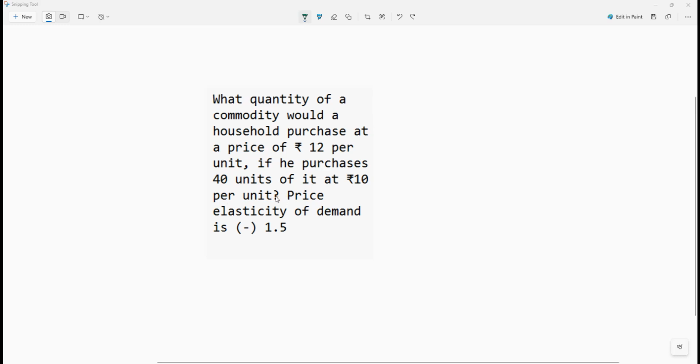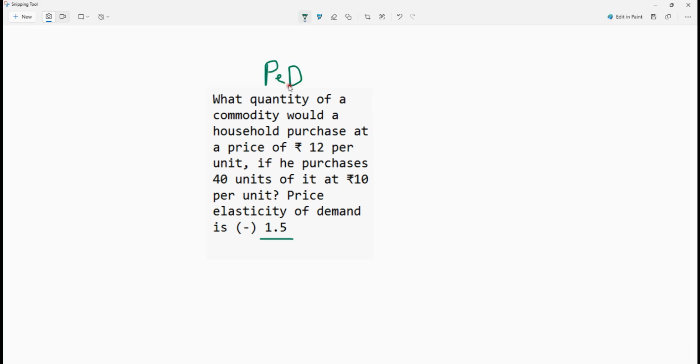In this video, we're going to figure out what the quantity purchased will be exactly, given the price elasticity of demand and then given a price change. So first, let's write out the formula we want to use.